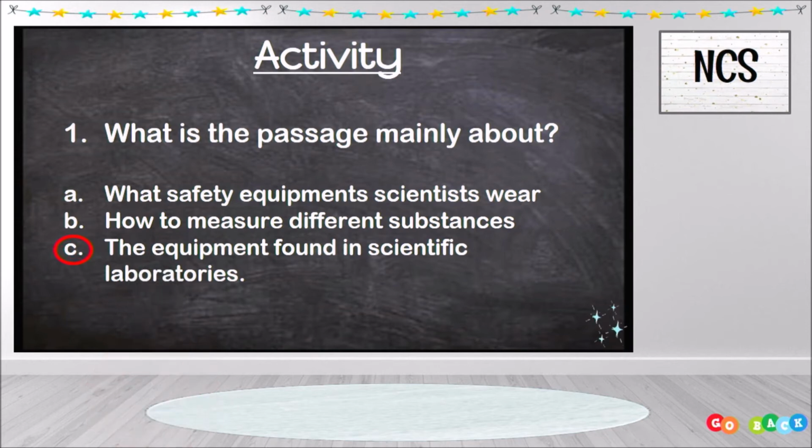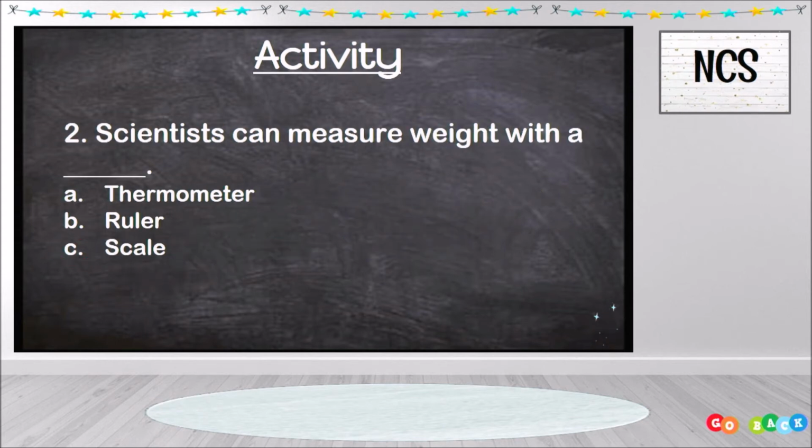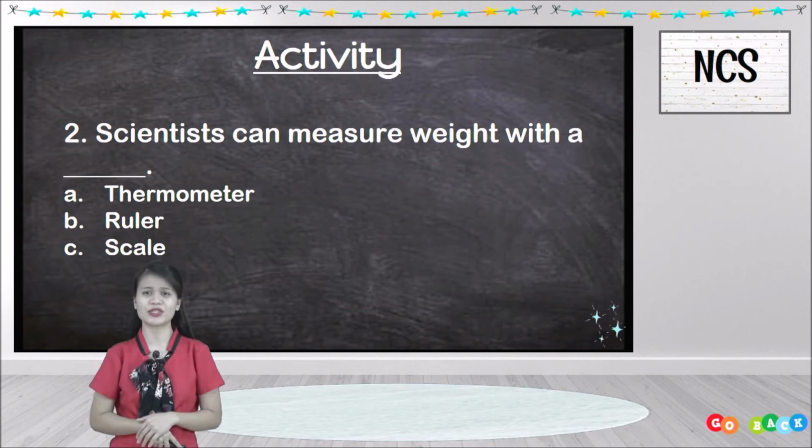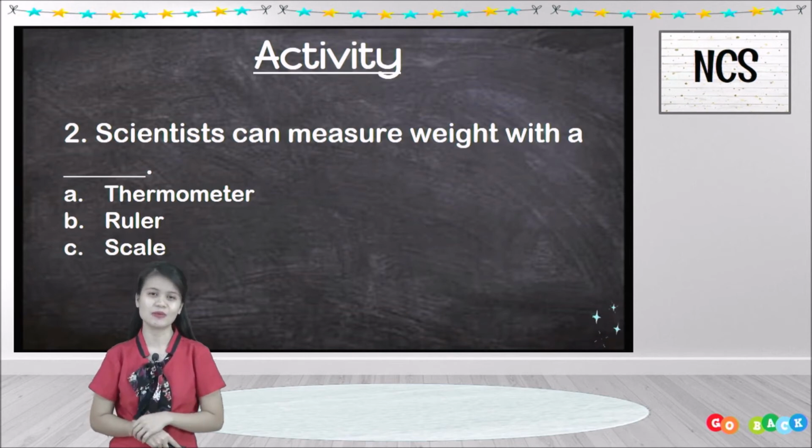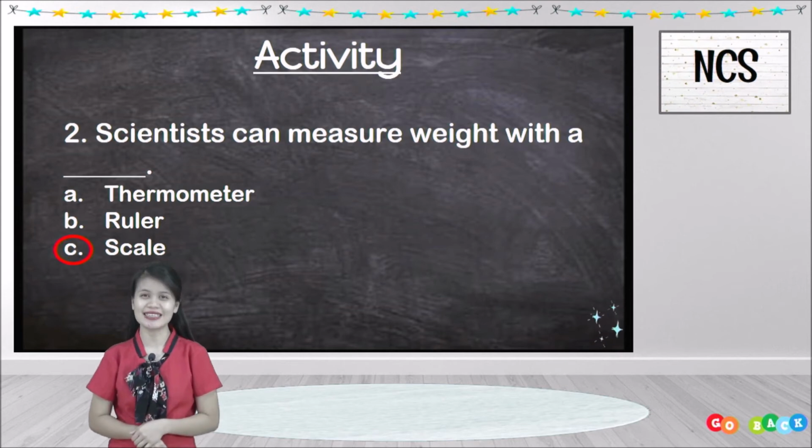The equipment found in scientific laboratories. Next, what about this one? Scientists can measure weight with what tool? Is it A, thermometer, B, ruler, or C, scale? Weight or mass of an object? Yes, the answer is scale.